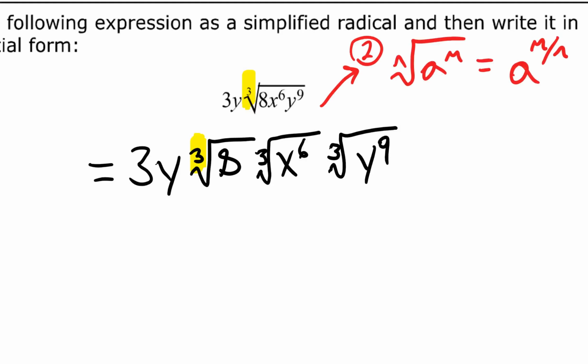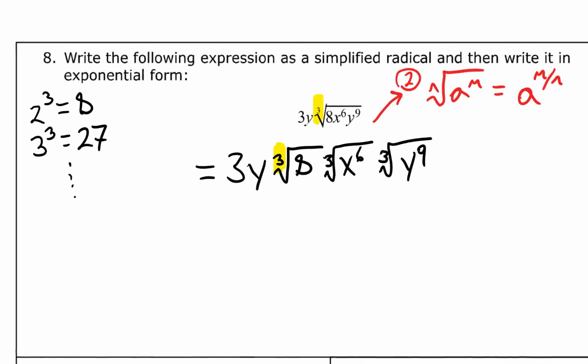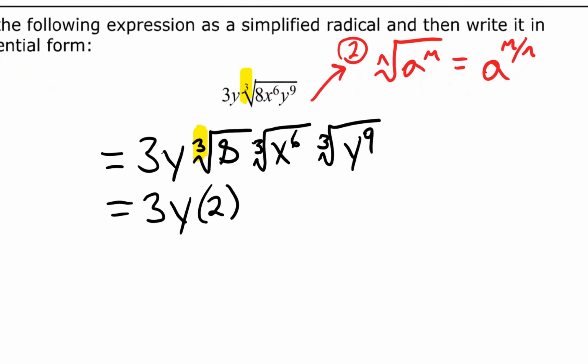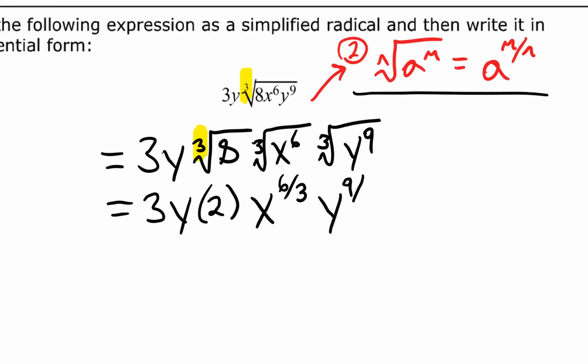Okay, also notice on my perfect cube roots list, I already know that the cube root of 8 is 2. So this equals 3 times y times 2, okay, times x to the power of something. So we have to use rule number 2 here. The index is 3 and the power is 6, so the fraction is going to be 6 divided by 3. Okay, and we'll use the exact same rule for this next term. This will be y to the power of 9 divided by 3.